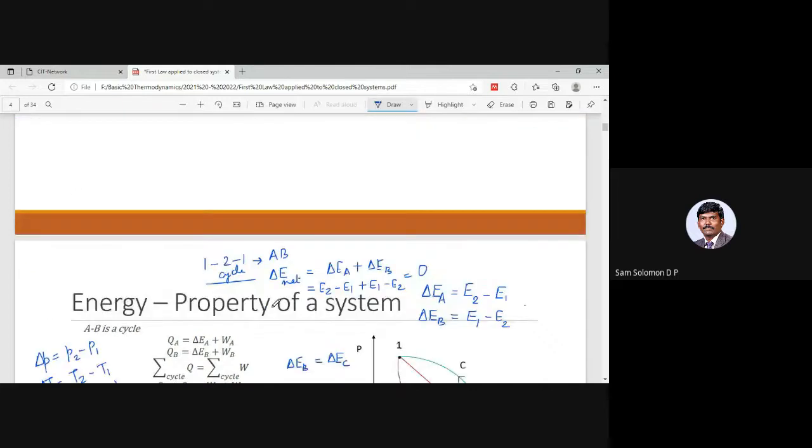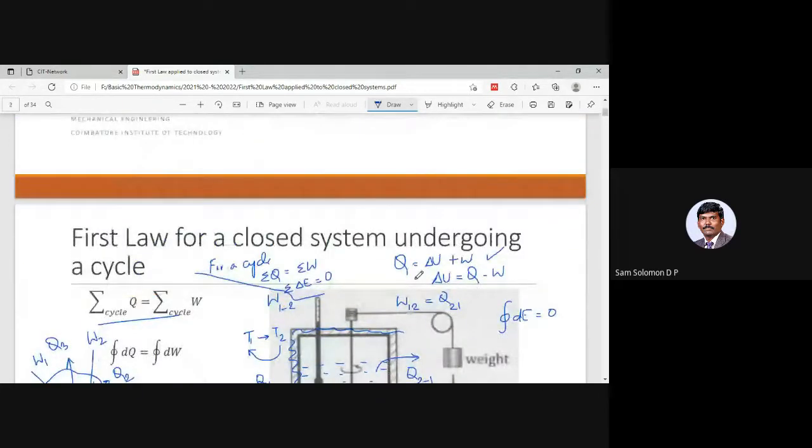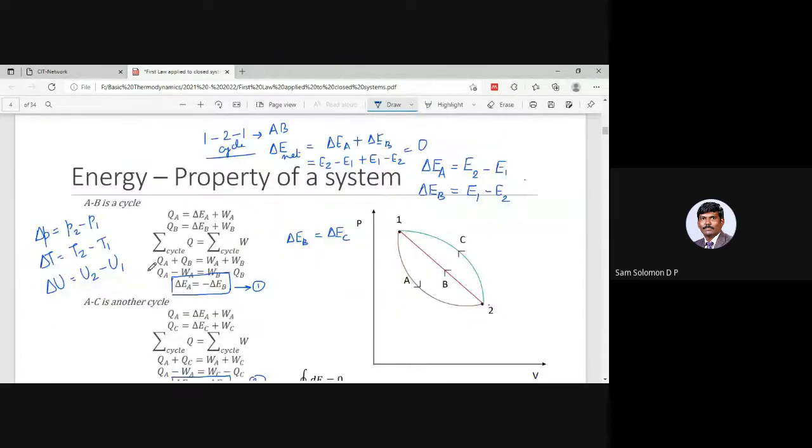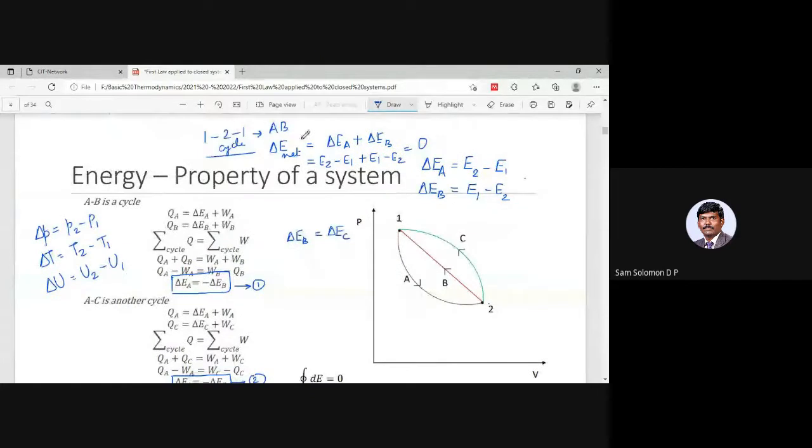So when we say summation of Q is equal to summation of W, though the general formula is Q is equal to delta E plus W, for a cycle this delta E is equal to 0. So Q is equal to W for a cycle. Are you able to understand? Okay. So similarly, you can check for delta EC also.